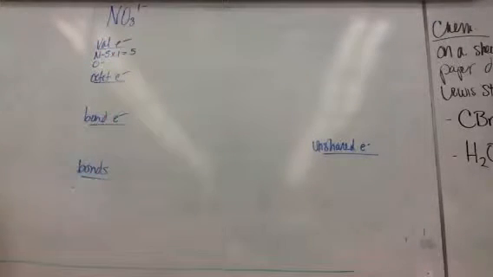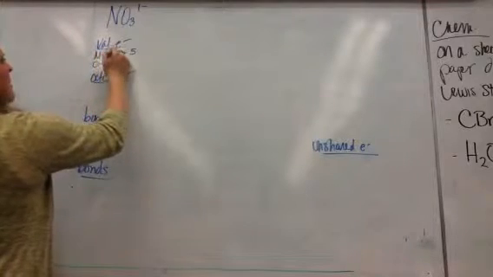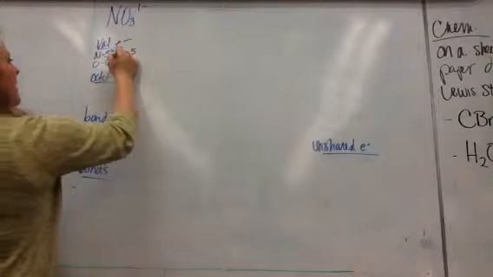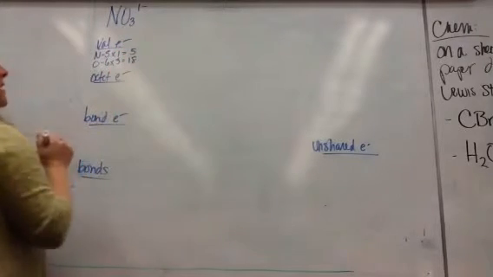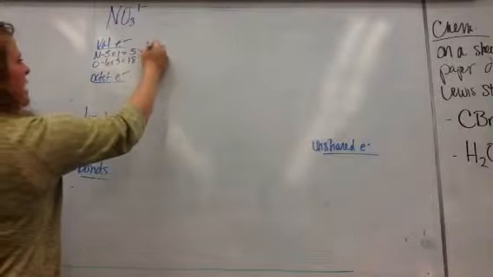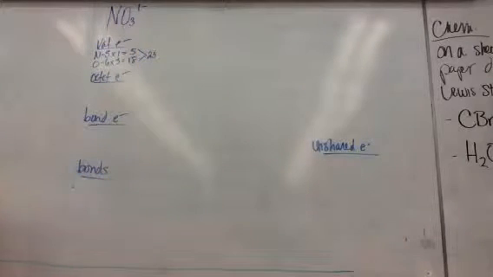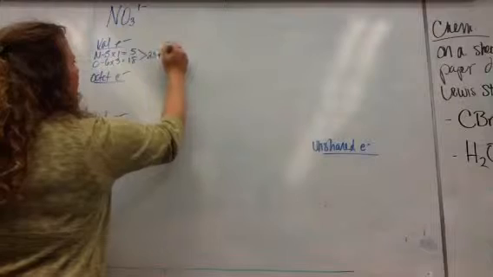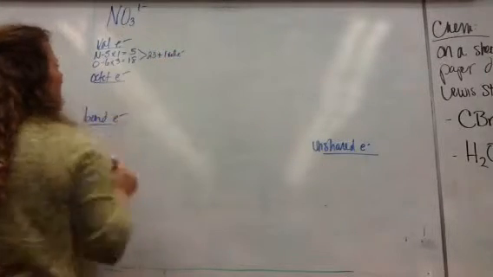Oxygen has got how many? 6. How many oxygen do we have? 3. So that gives us 18. That puts us at 23. And are we done? Nope. No, this is a charged polyatomic ion. It's got a -1 charge, so we have to add 1 valence electron.